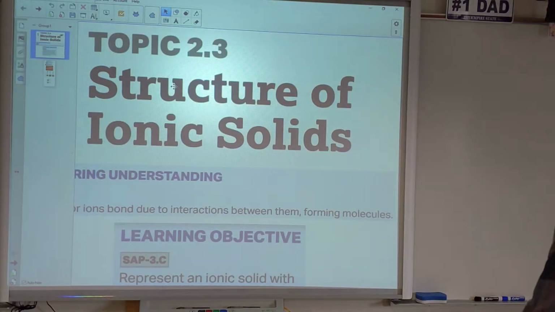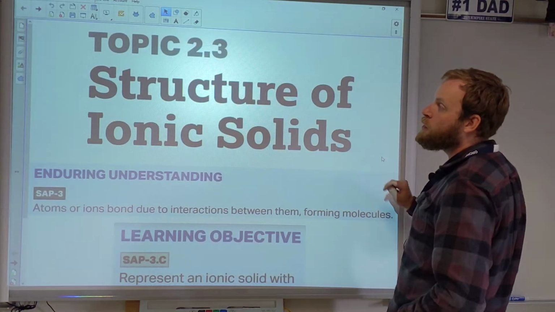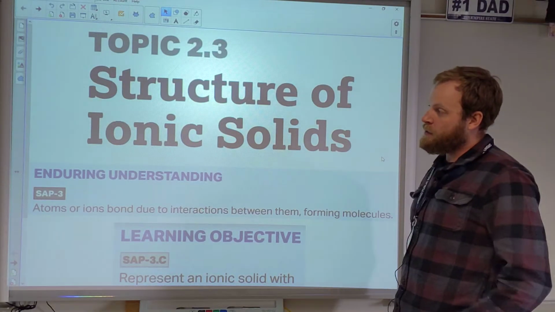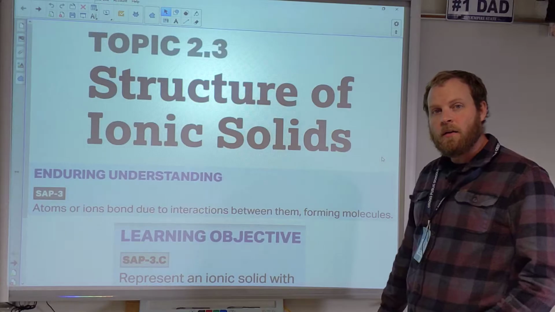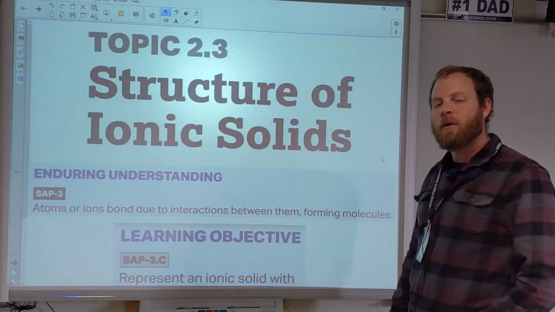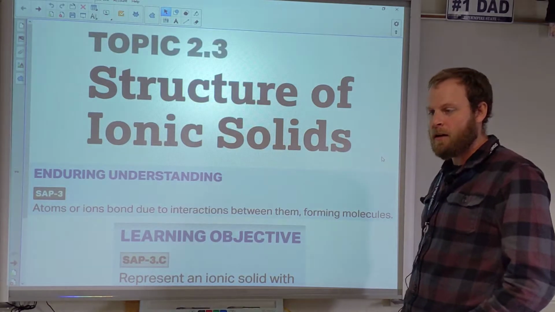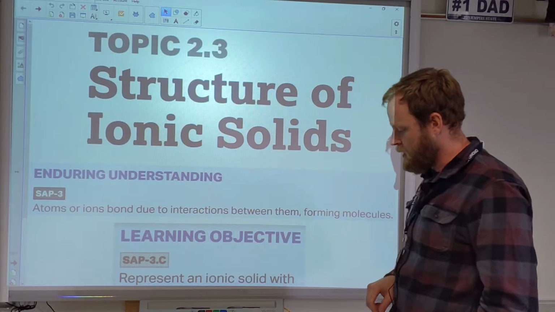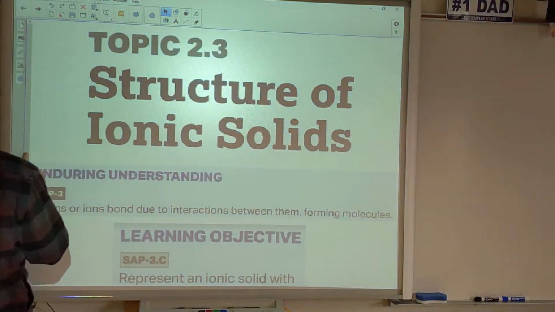All right, here we are, Unit 2, Topic 3, so 2.3, the structure of ionic solids. So solids pretty much are always solid. When you heat them up, certain ionic compounds will do certain things. Some just decompose because they can't actually exist in a liquid state. Some of them will melt, but you know, we don't like to talk about that too much.